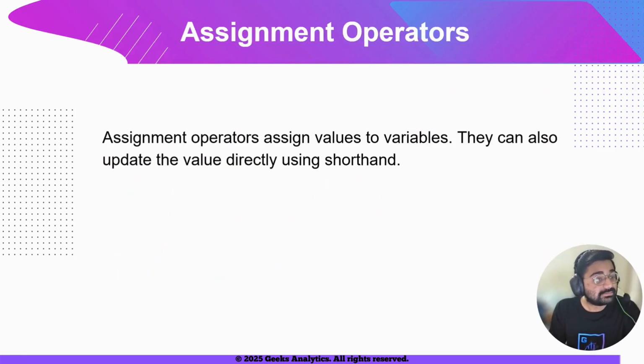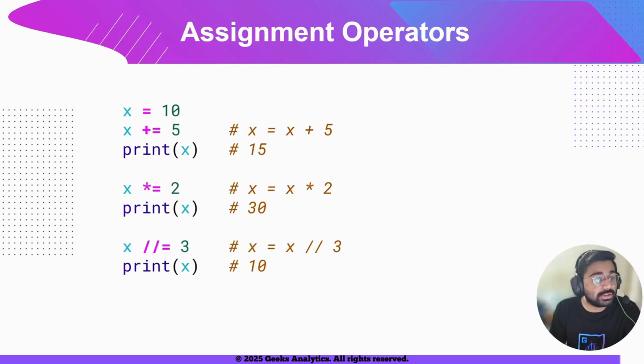Then talking about the assignment operators. Assignment operators are used to assign values to variables. They can also update the value directly using a shorthand. So the assignment operator is simply equal to, and then there are shorthands. Let's say you had something like x equal to x plus 5. There is a shorthand assignment operator, and you can write it as x plus equal to 5.